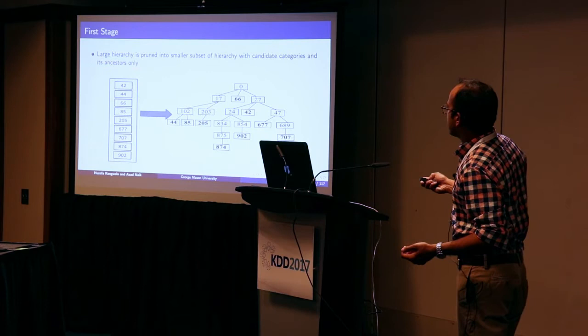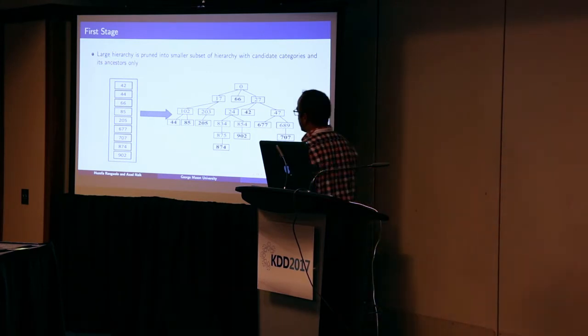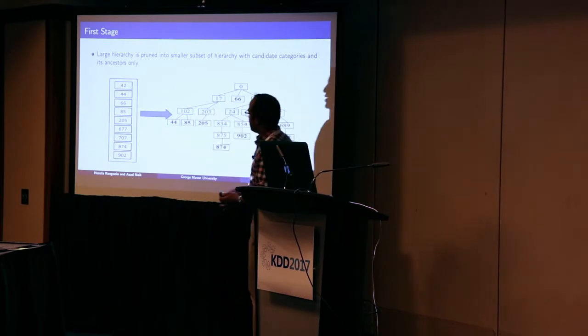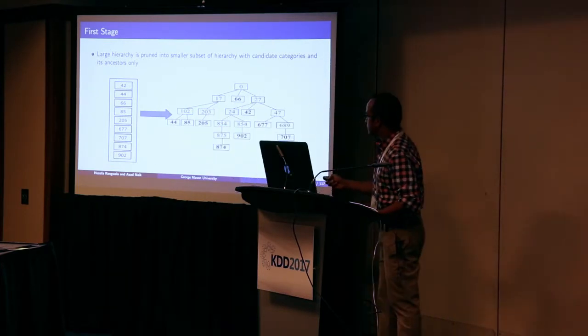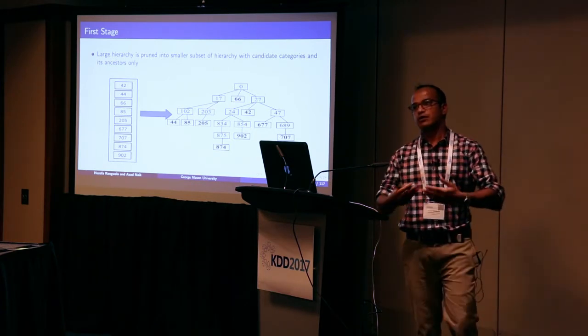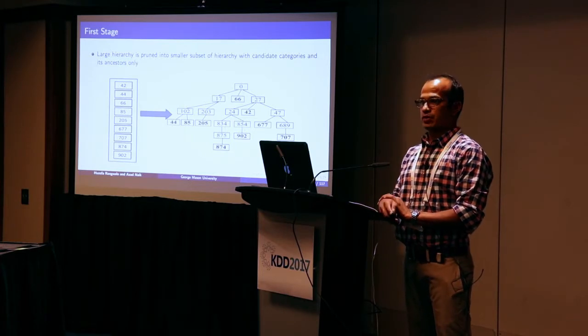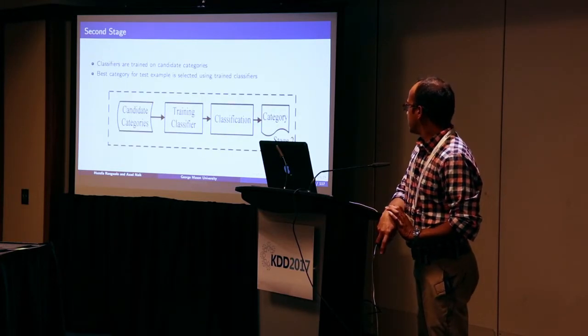This large hierarchy can be pruned into a smaller subset of the hierarchy with candidate categories. So again, if these were my candidate categories, then essentially I use them to build the tree, and then I use only this small tree to do any hierarchical classification later. Okay, so that was one of the other approaches.